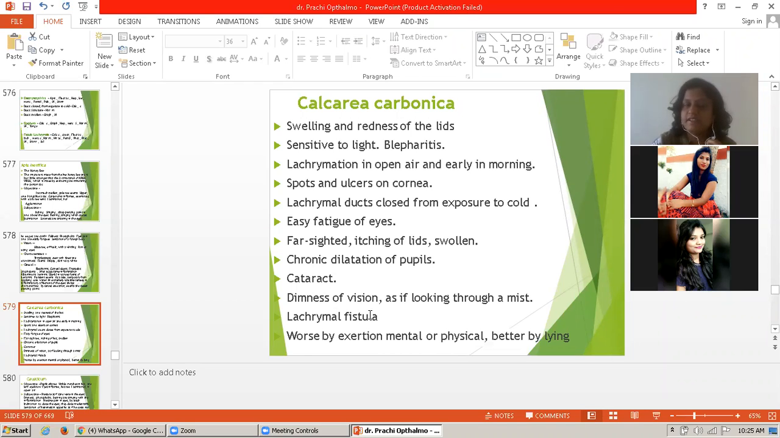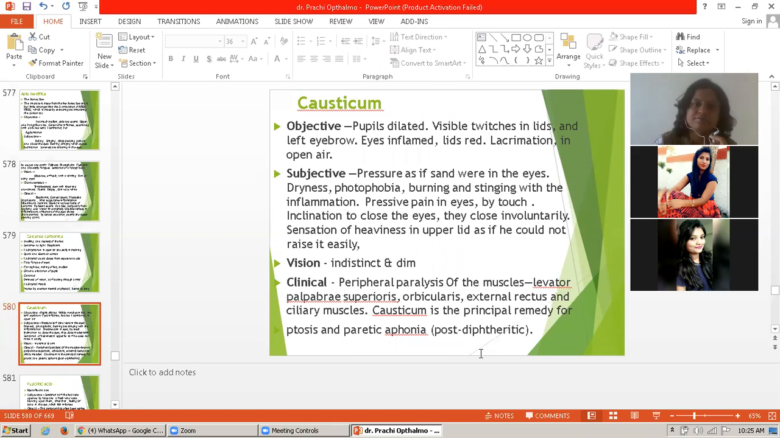So, when we study lacrimal fistula, we think of Calcarea carb as one of the most important remedies in cases of lacrimal fistula, worse by exertion, mental or physical, and better by lying down. So this is also a characteristic feature of Calcarea carb, that is worse by external, mental or physical exertion and better by lying down.